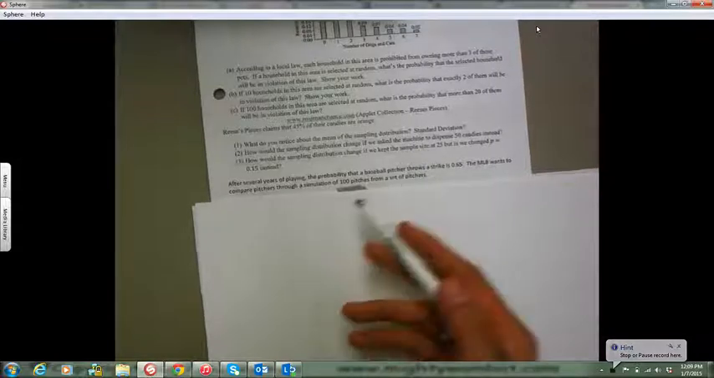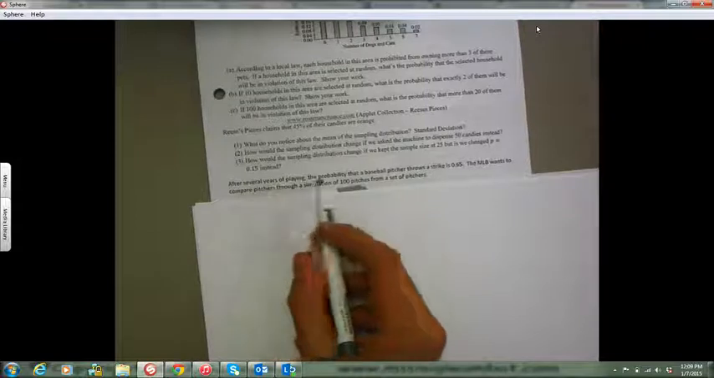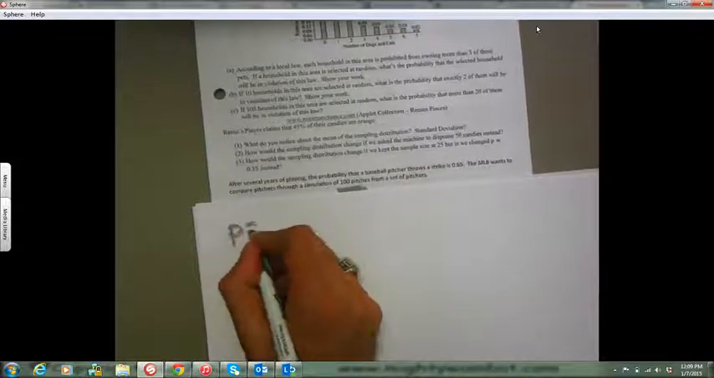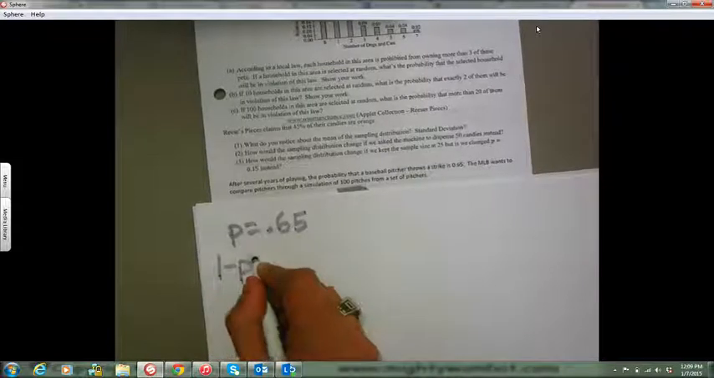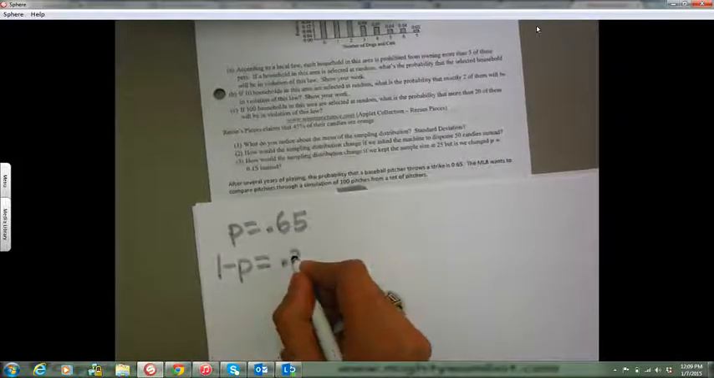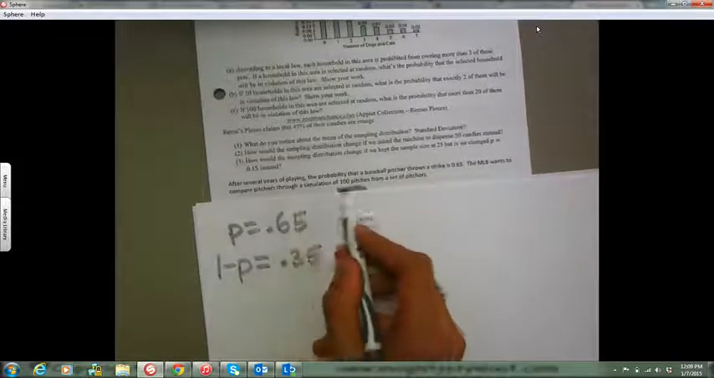Alright, so I think the previous video got cut off, so I'm just going to restart with this baseball problem. It says, after several years of playing, the probability of throwing a strike, so P, the probability of success, is 0.65. So this means 1 minus P, the probability of throwing a ball, is 0.35. N is a simulation of 100 pitches, so that's a sample size.